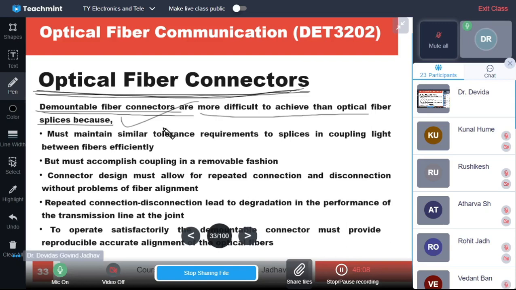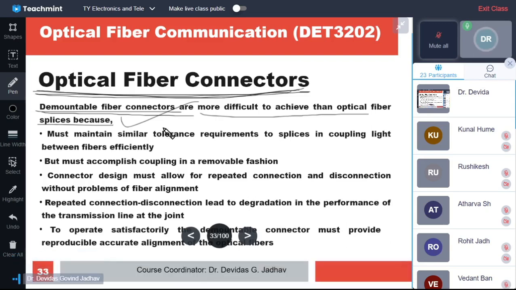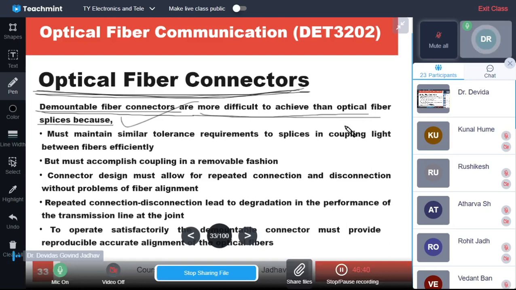Splice gives very little loss because it is a permanent joint, whereas a demountable connector is connected and disconnected repeatedly, and the fiber ends wear and degrade each time. As it is demountable, it may not keep the fibers firmly in alignment, and alignment may change in the due course of time. So these are more difficult to achieve. To connect is not difficult, but to achieve the performance is difficult. That is the meaning of it.